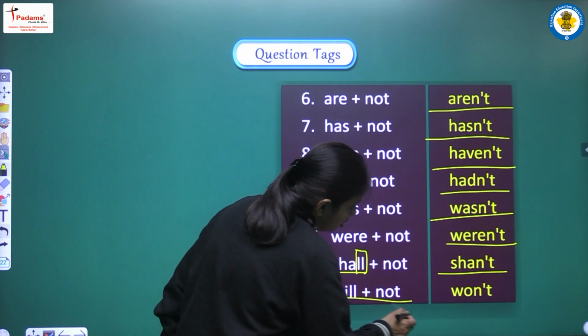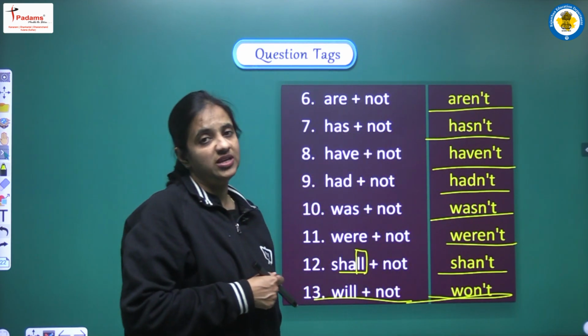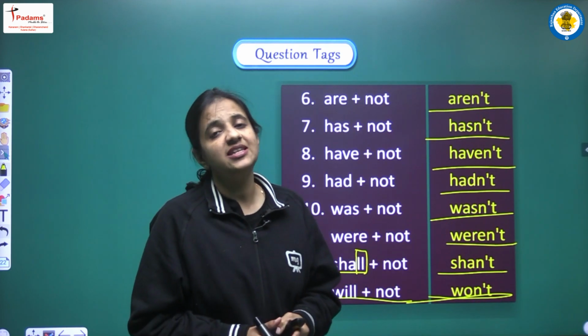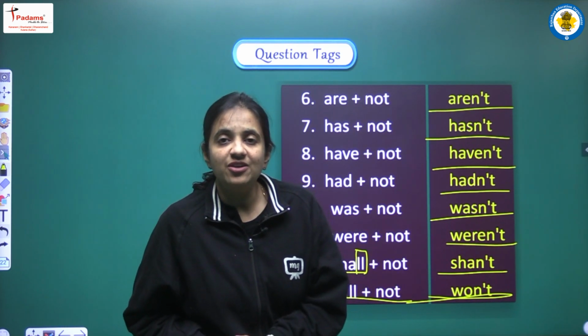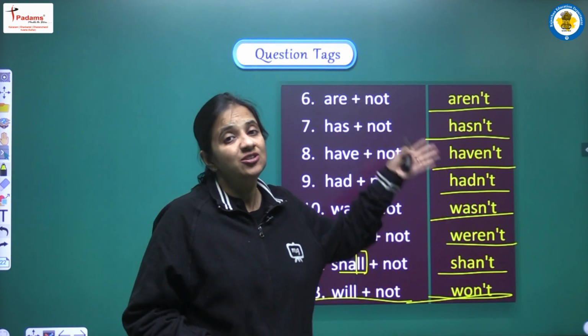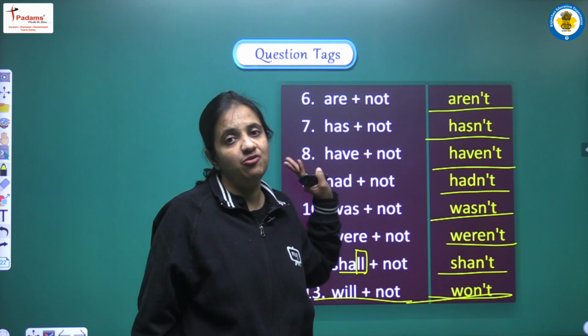So will plus not, it will be won't. So yes, we are discussing the entire table here just to clear all these things, that which auxiliary will be written in what form when we are writing the short forms. Okay, so just learn this table, just be very careful.